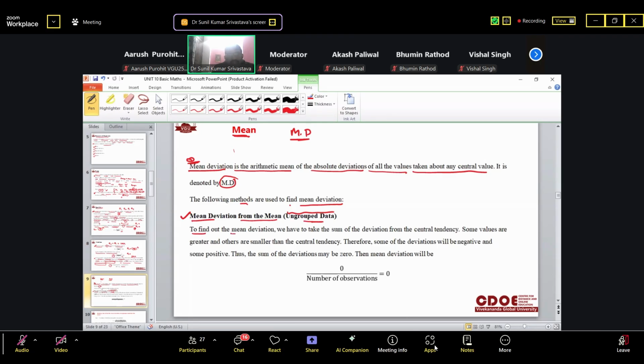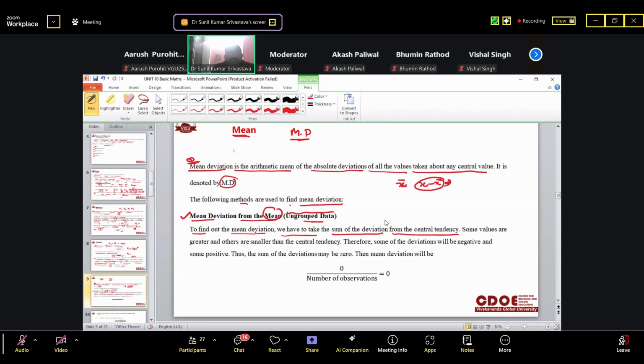To find the mean deviation, we have to take the sum of deviations from the central tendency. If the central tendency is taken as the mean, the deviation will be taken from the mean also. Suppose we have the data. We first calculate its mean, x bar, and then calculate the difference x minus x bar for all of them. That is denoted the deviation.